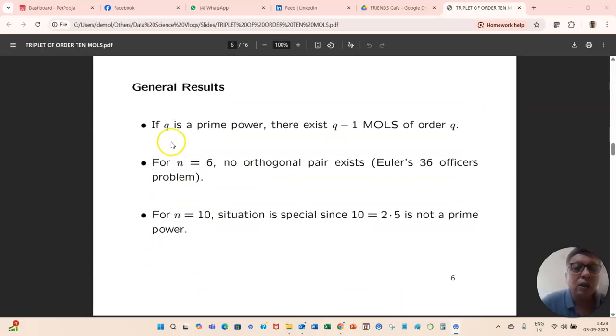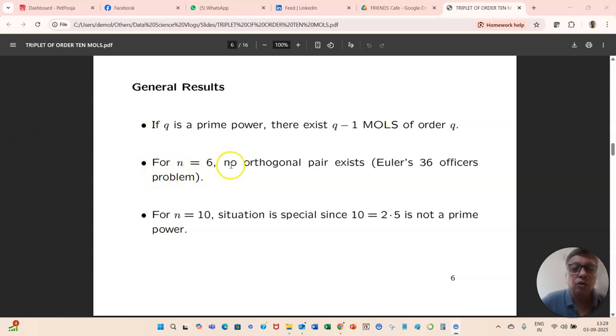Some general result: if q is a prime power, there exist q minus 1 mutually orthogonal Latin squares of order q. If q is a prime power, then Galois field GF(q) exists, and we can construct the complete set of mutually orthogonal Latin squares of order q.